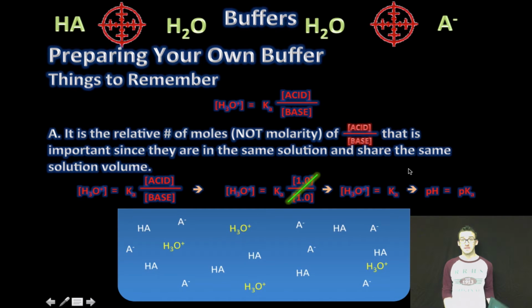All right, and there's one last thing to remember when it comes to preparing your own buffer. Recognize that it's the relative number of moles, not molarity, that's important, because your buffer system is in the same solution and therefore your weak acid and conjugate base share the same solution volume. In other words, the volumes will essentially cancel out in these calculations. So focus on the moles.